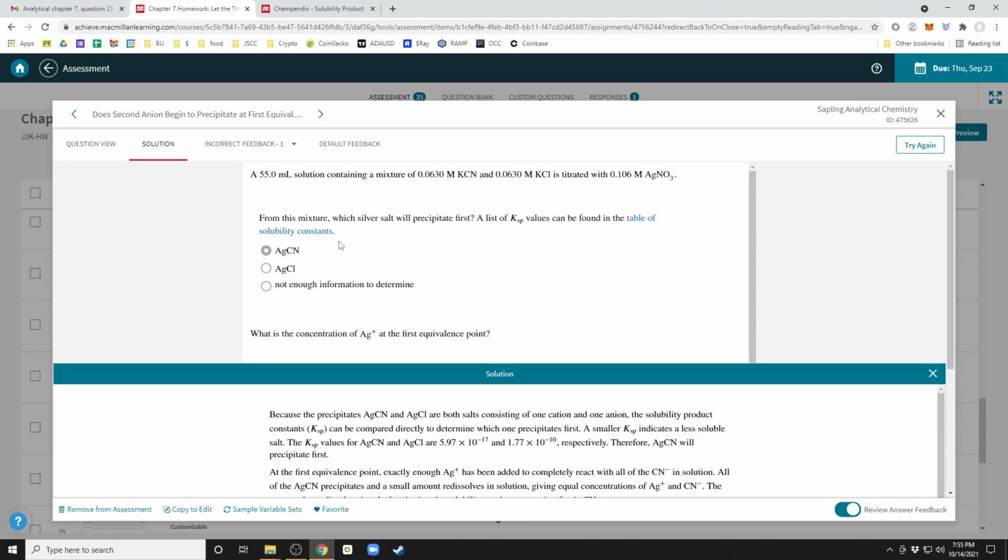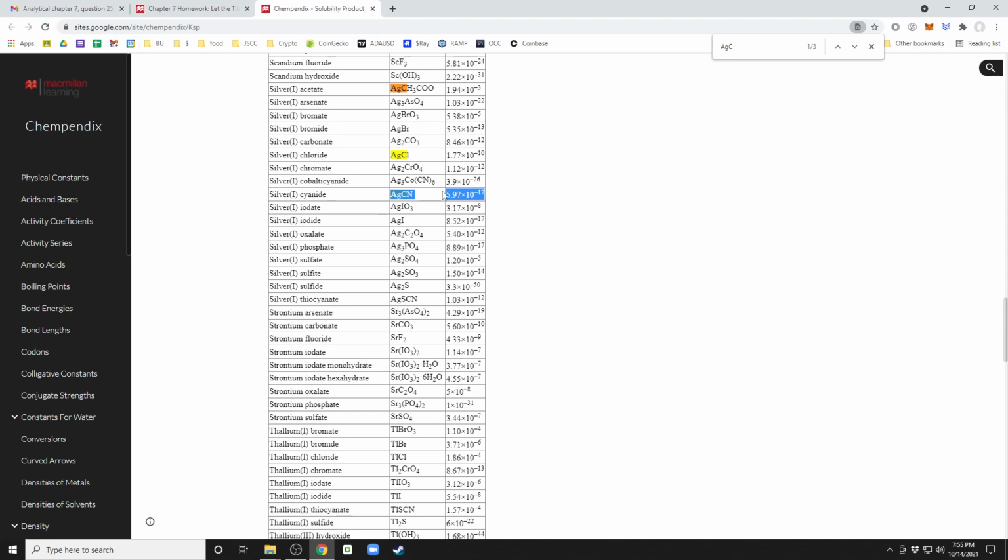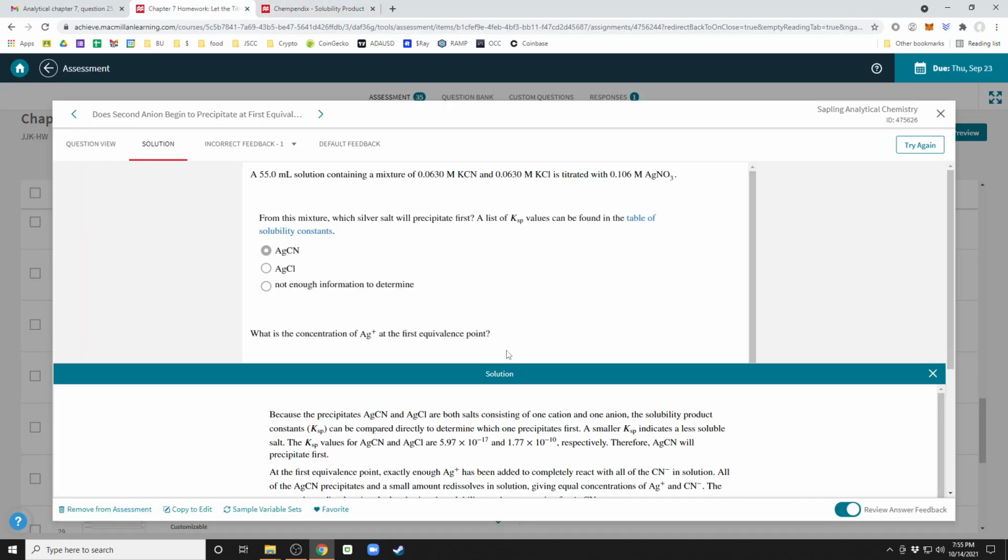So if it's a very small number, then that means it's going to be very insoluble. If it's a very large number, it means it's going to be much more soluble. Both of these are fairly insoluble. We would normally consider them insoluble. In fact, you may notice the silver chloride that you use to test, you actually use silver to test for the presence of chloride in one of your labs. So, kind of neat. Anyways, so yes, AgCN will precipitate first, but keep in mind there's a caveat here.